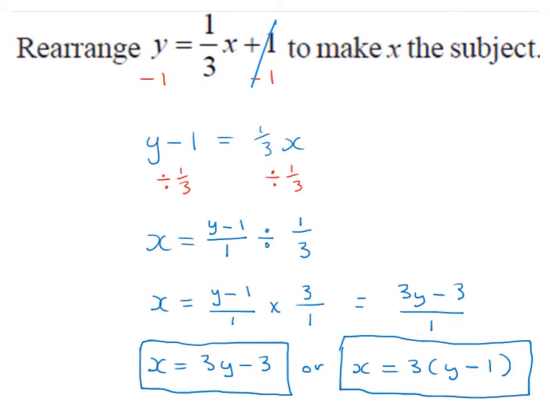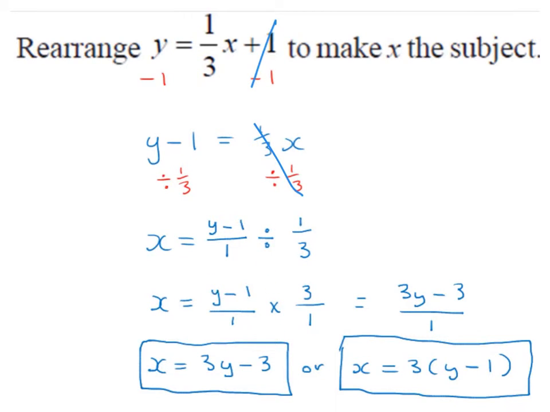When I get the x on its own, it's got a third stuck on, so I need to divide by a third so that they cancel out. If I divide by a third on the right, I divide by a third on the left. So I've got x equals y minus 1 over 1 divided by a third. So I can put this y minus 1 over 1 so that I have two fractions. When I'm dividing by fractions, what I do is I turn the second fraction upside down. I change it into its reciprocal. So a third becomes 3 over 1. And I change the divide to multiply.